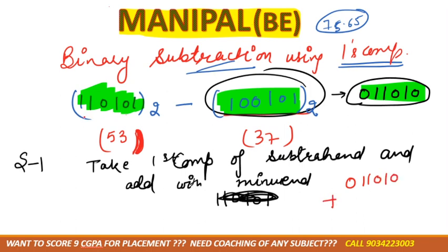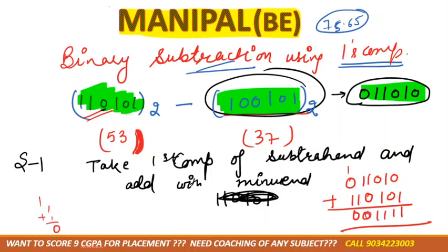Now we need to add it with the minuend, 1 1 0 1. Now add it and get the final value. In this case 1 plus 1 is 2, then carry 1, again we will have 1, right? Don't consider the carry yet. Now see, the carry is 1, right?